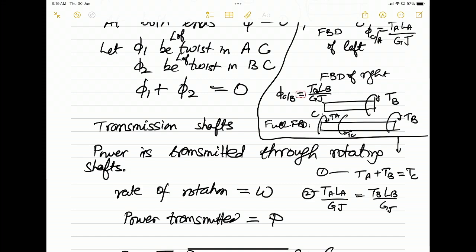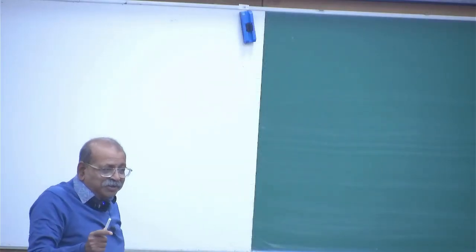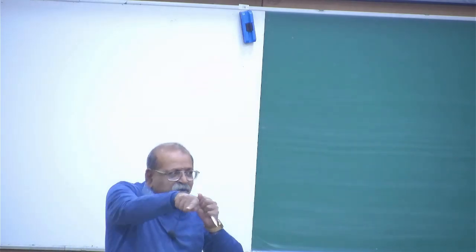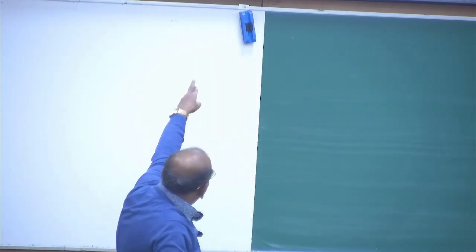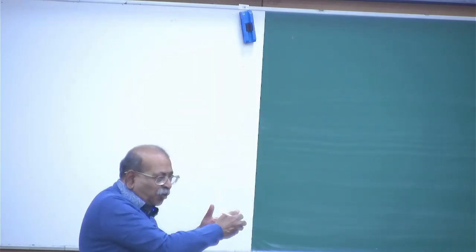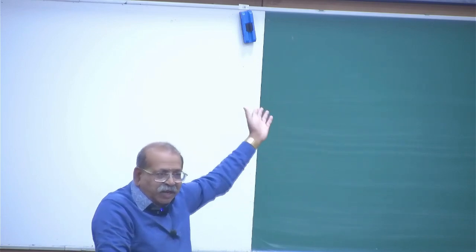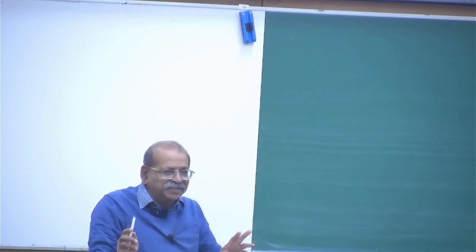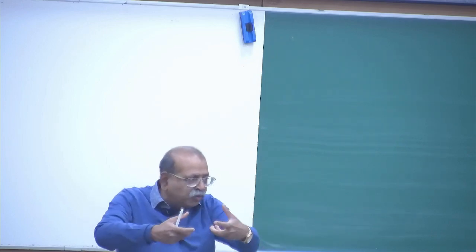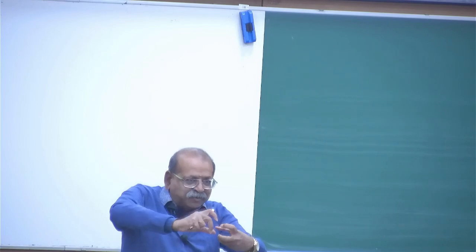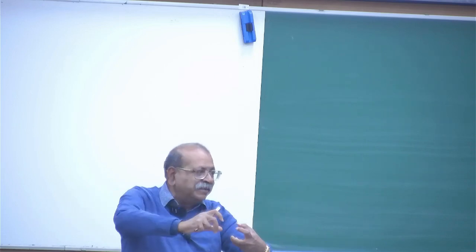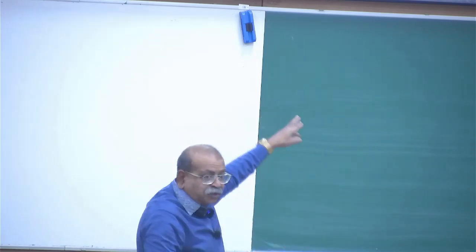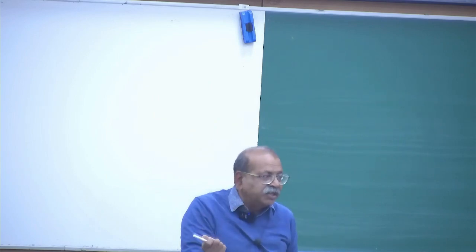Now, in the last class I had written phi 1 plus phi 2 is equal to 0. This was in the sense that I was continuing the same phi. But actually phi 2 is minus of TA LA upon GJ. So that's how these two can be reconciled. If you look at it, I'm twisting from the right side or from the left side. If I'm counting the same phi, then one of them is negative. And that's why phi 1 plus phi 2 is equal to 0 is written in the text.